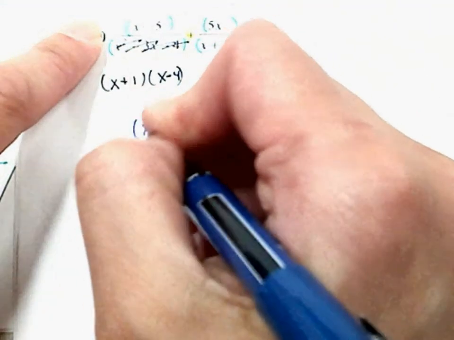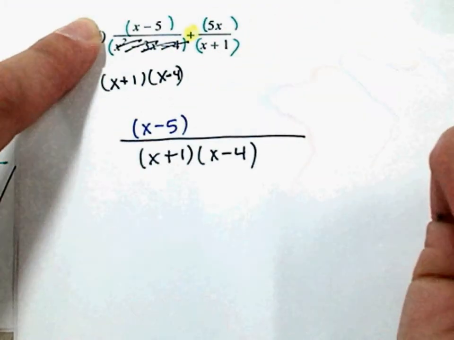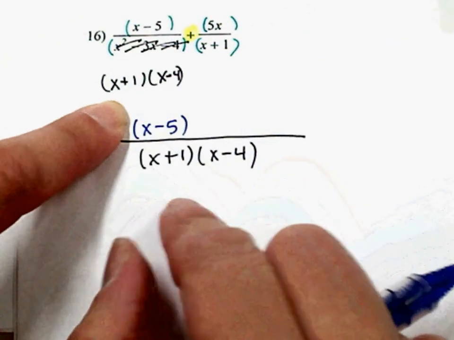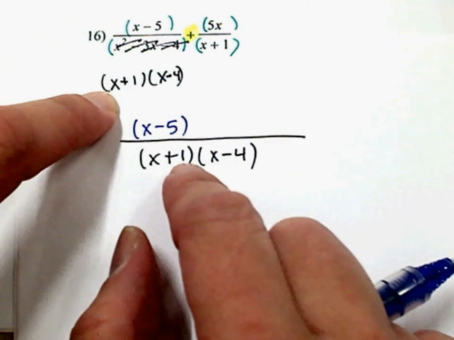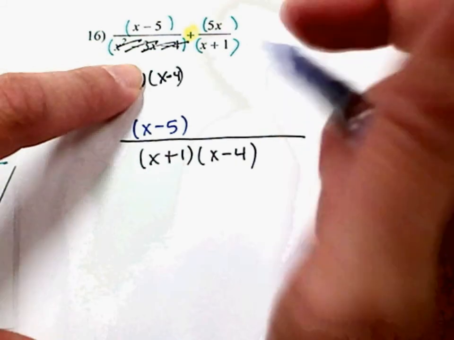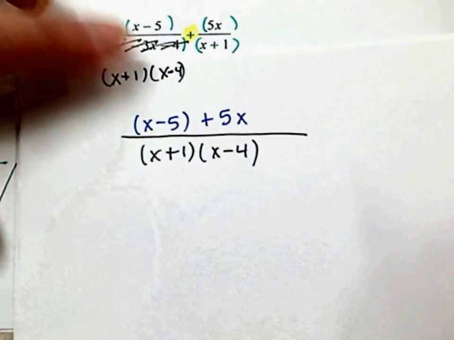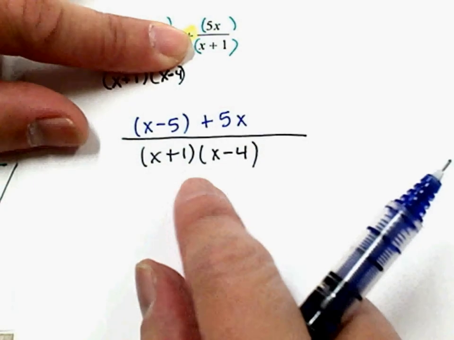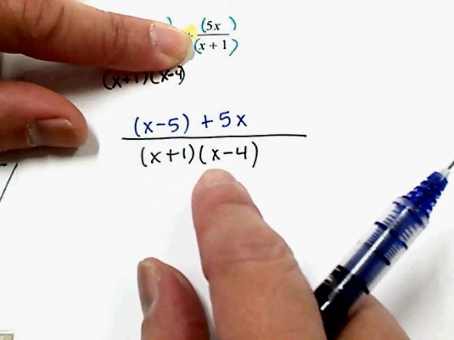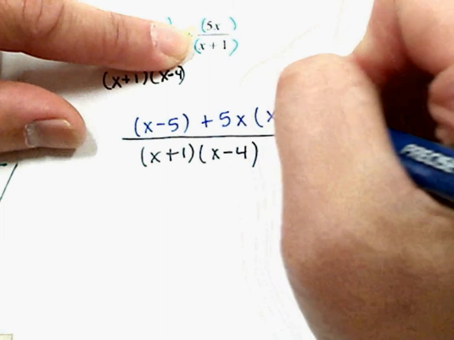Write your x minus 5. What are you missing in comparison to the 2? Nothing, so you don't have to write anything. Then what do you have? Plus 5x, correct? Okay. Compare the 2. What are you missing for this one? Good job, Brandon. X minus 4. Everyone got it? All right.